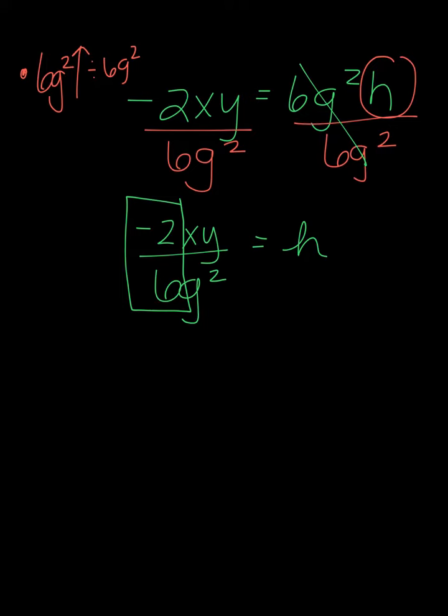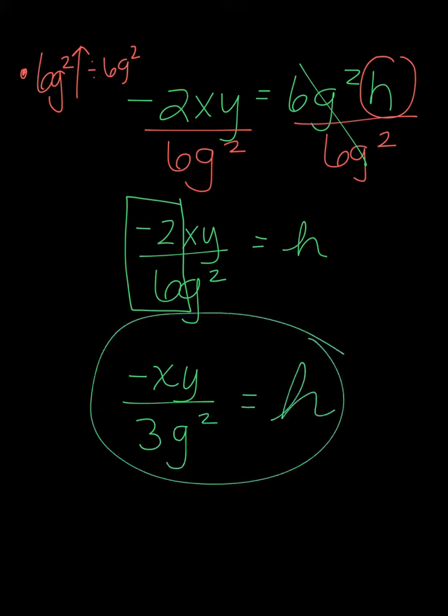Negative 2/6 can be reduced by dividing the top and bottom by 2 to negative 1/3, or negative xy over 3g squared. So I always want to simplify coefficients if possible. That's my final answer.